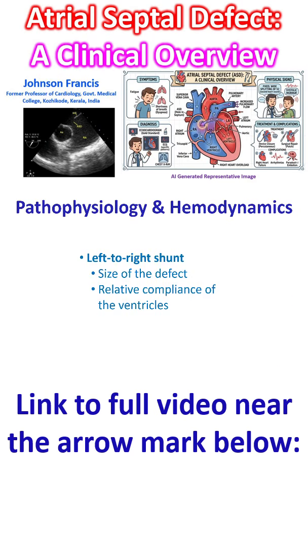The physiological consequence of an ASD is primarily driven by a left to right shunt determined by the size of the defect and the relative compliance of the ventricles. Because the right ventricle is more compliant than the left ventricle, blood preferentially flows from the left atrium to the right atrium throughout the cardiac cycle.